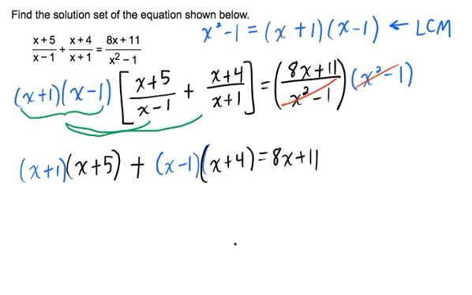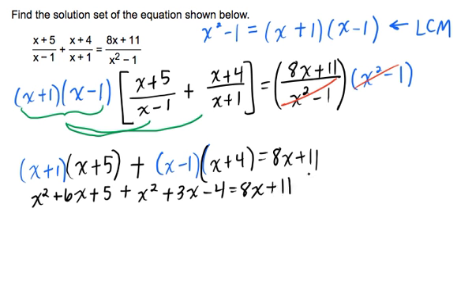Okay, now we need to simplify. It's now a quadratic equation because if we FOIL this out and we FOIL that out, we'll have x squared terms. So we need to get everything on one side and then maybe it'll factor. If not, we'll use the quadratic formula. Okay, so FOILing over here, we've got x squared. The outside plus the inside term is going to be plus 6x plus 5 plus, over here on the right, x squared plus 4x minus 1x is plus 3x. And negative 1 times 4 is negative 4 equals 8x plus 11.